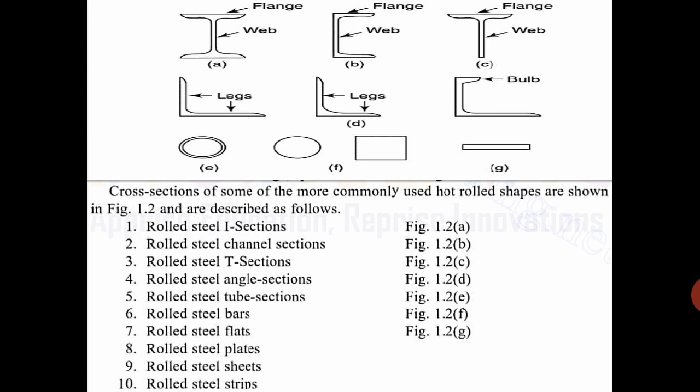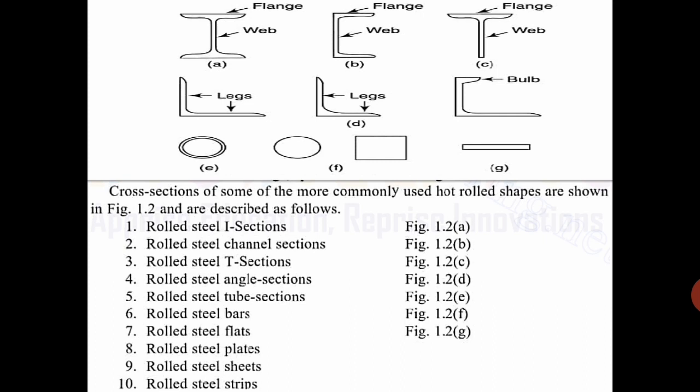The first diagram, A, shows a rolled steel I section. Diagram B shows a rolled steel channel section having web and flange. Diagram C shows rolled steel T sections. Diagram D shows rolled steel angle sections for different angles having legs and bulbs. Diagram E shows rolled steel tube sections. Diagram F shows rolled steel bars, and diagram G shows rolled steel flats.